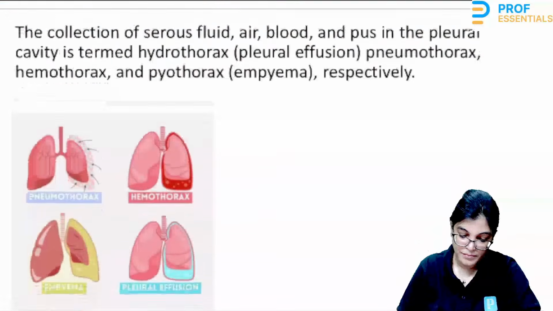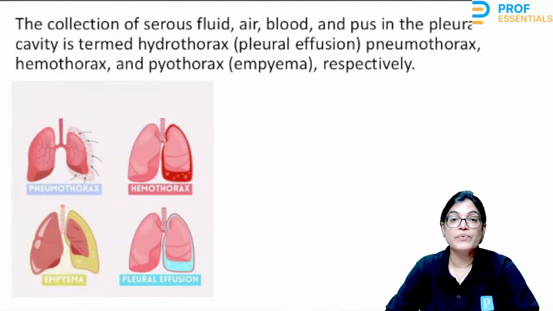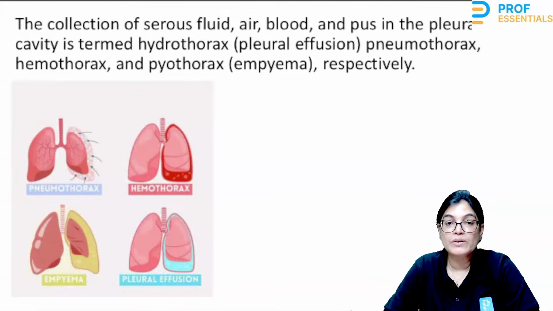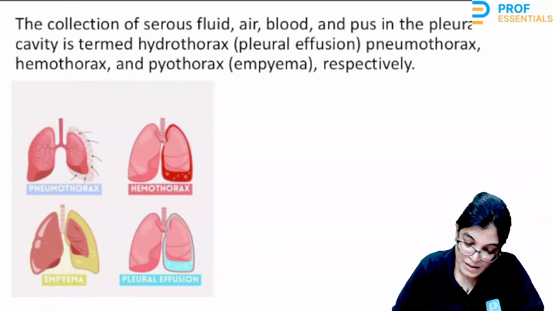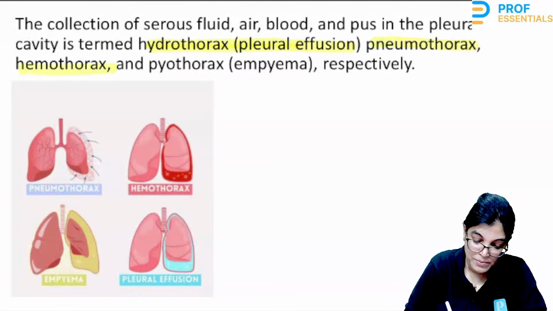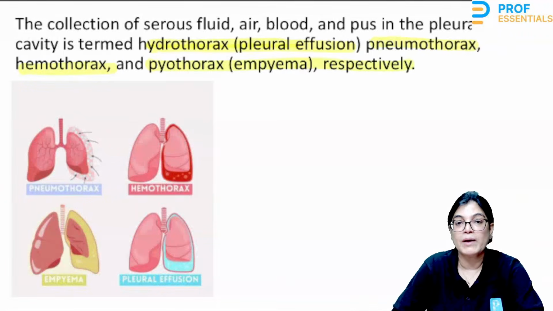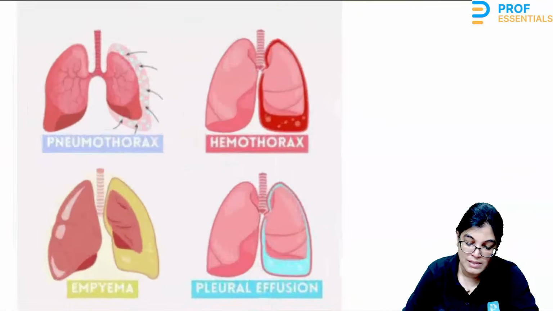Okay. Now, the collection of fluid, air, blood or pus in the pleural cavity. The term used basically is hydrothorax, which is the term used for pleural effusion. Pneumothorax, air is trapped. Hemothorax for the blood. Empyema, this is the pus. So this is the image.